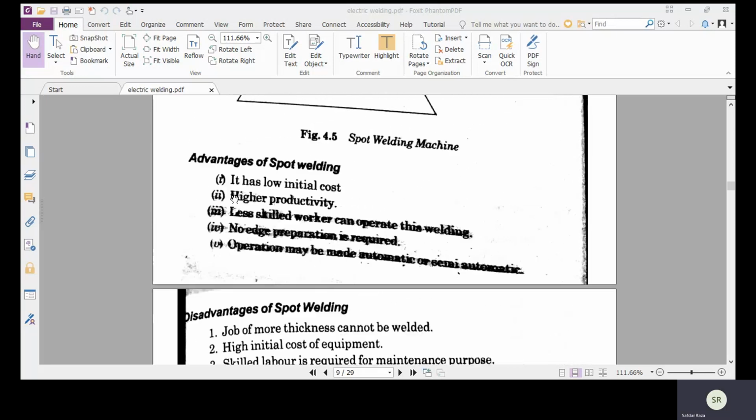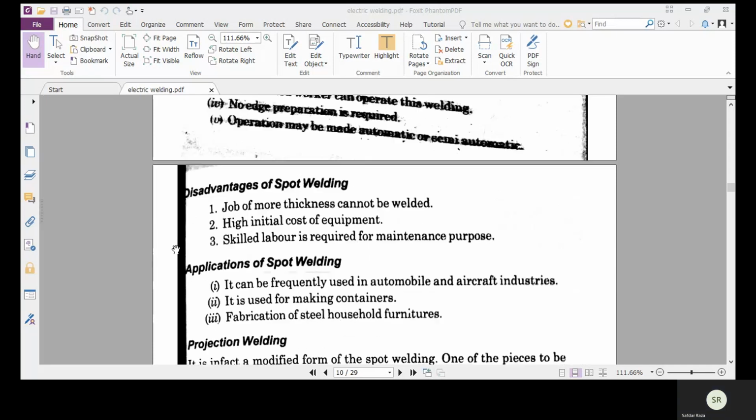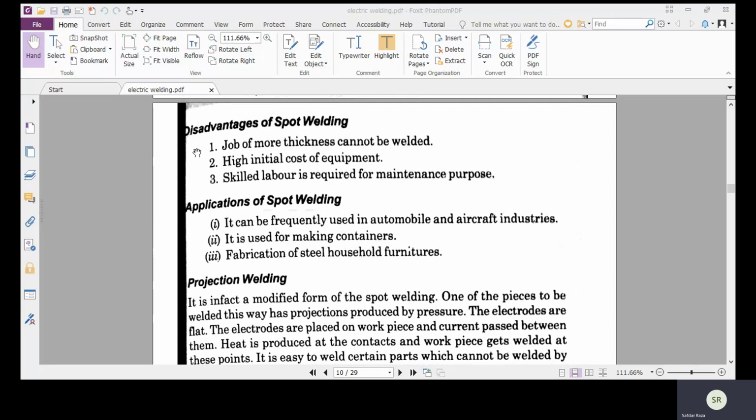Now, what are the advantages of this spot welding? It has low initial cost, it has higher productivity, less skilled workers can operate this welding, no edge preparation is required, and operation may be made automatic or semi-automatic. And the disadvantages include that jobs of more thickness cannot be welded.